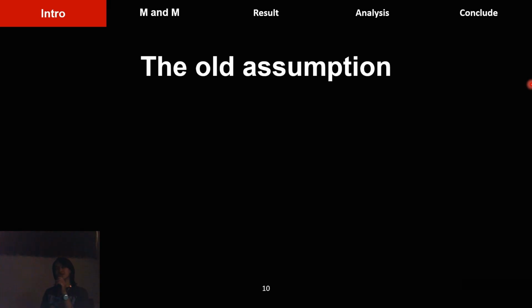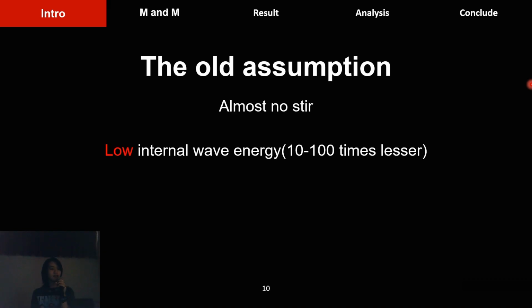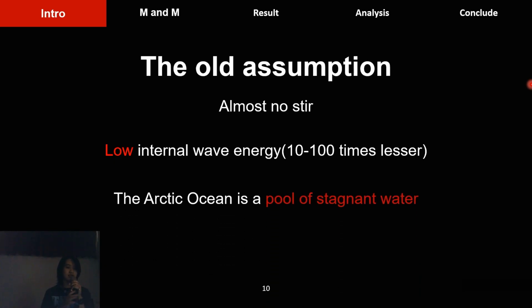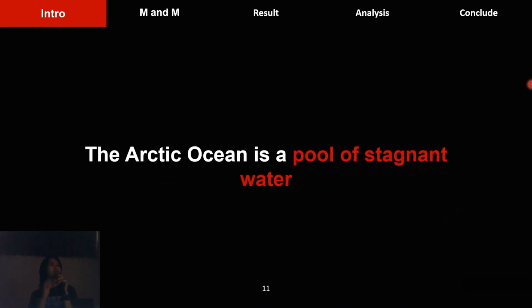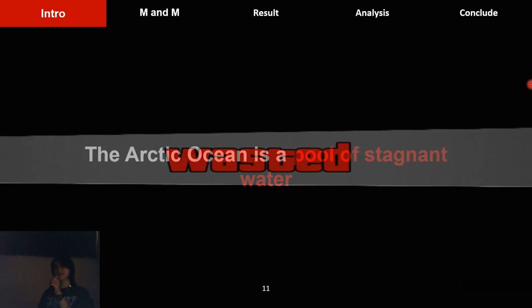So the scientists used to make the assumption that there is almost no stirring caused by the internal waves in the Arctic Ocean. They actually did some fancy math and found that the internal wave energy in the Arctic Ocean is actually pretty low. So they think that the Arctic Ocean is a pool of dead water, and the heat transfer caused by the internal waves can be ignored. Well, if this were the real case, I could end my presentation here, but unfortunately, it's not. And my job today is to prove that this is wrong.